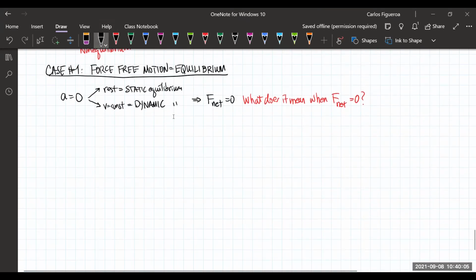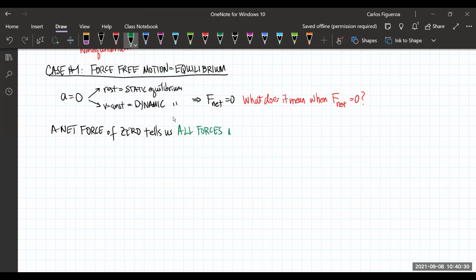So in the language of Newton's second law, it goes like this. A net force of 0 tells us all forces must be balanced. Must be balanced.